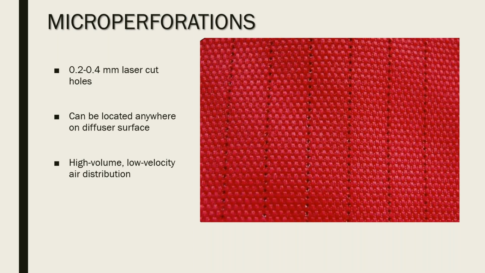Some manufacturers do have patented processes. There is a process on the market called directional microperforations. How that process is done is that the holes are smaller than the thickness of the fabric. It allows for an edge of fabric that can be beveled with the laser to create a directional throw. This allows the air to go out and more away from the duct into the space, rather than just dropping into the space and filling the space slowly.